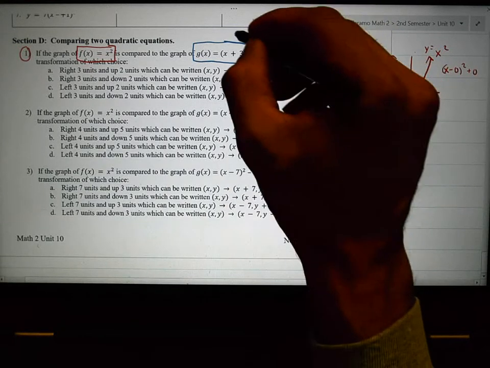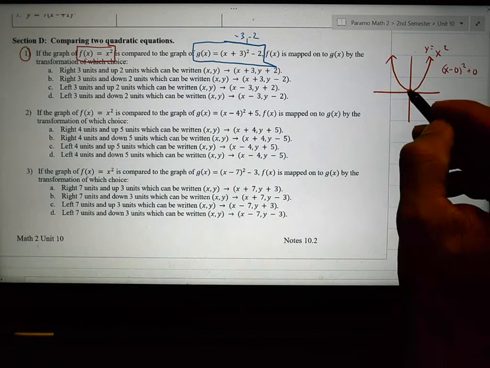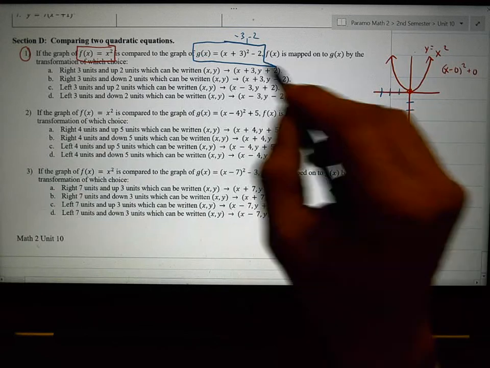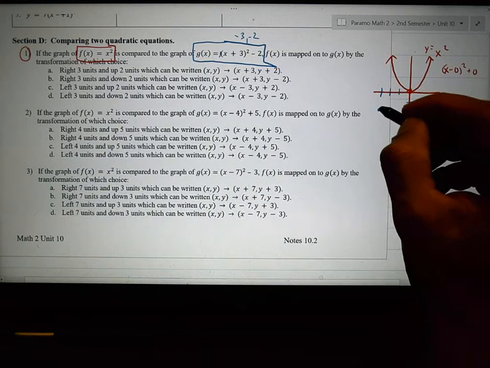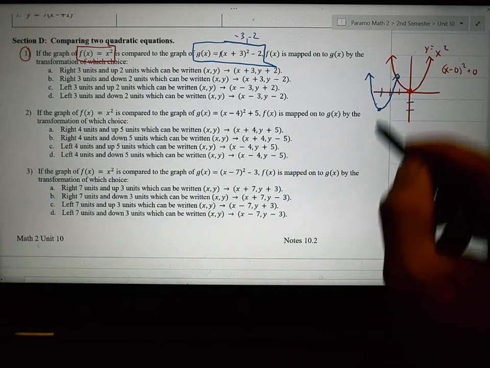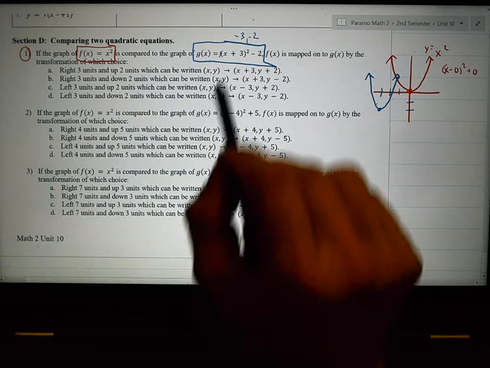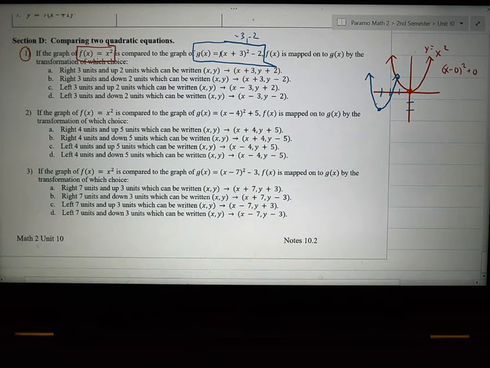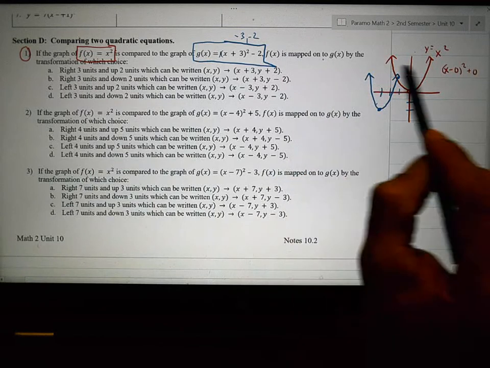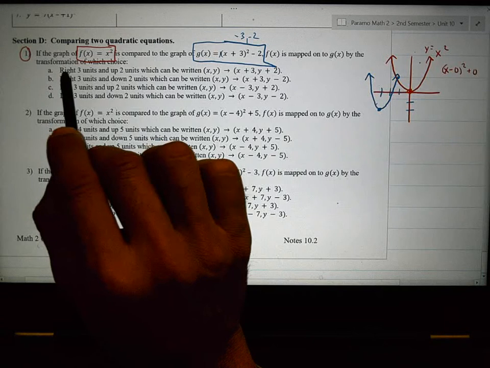If I know that the vertex is at negative 3, negative 2, I go to the left 1, 2, 3, and down 2. My g of x still has a positive 1. It's the same size parabola. It's just shifted. This is the g of x one. Here's my f of x that's in red. My g of x is in blue. Then they say f of x is mapped onto g of x. They're going to move the red graph onto the blue graph by transforming of which choice?